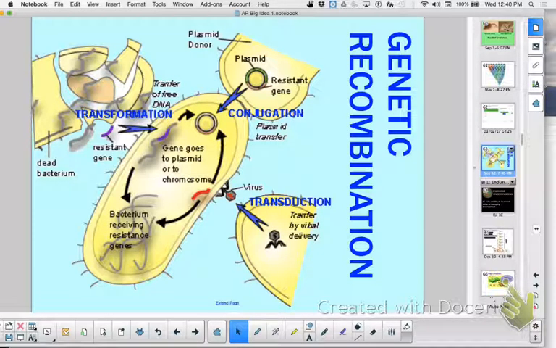Okay, I'm going to just jump in here so we can finish. Transformation is when you get new DNA, maybe from your environment, from other dead bacteria. Conjugation is when 2 bacteria exchange DNA using their sex pili. Transduction, a virus acts as a vector to take DNA from one bacterium into another.